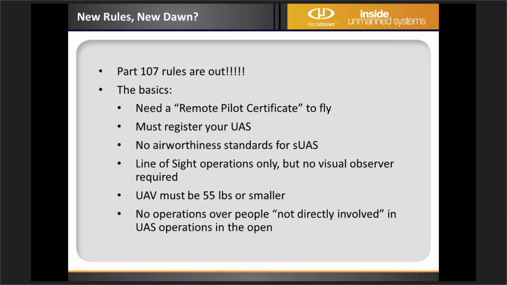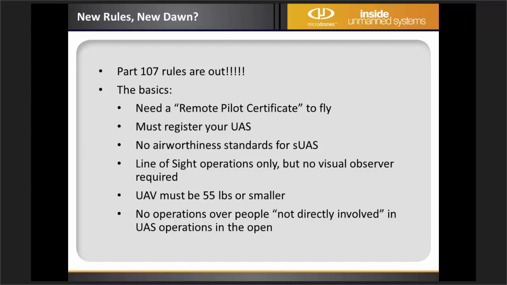Next one's not surprising. You have to register your UAS. We've had to do that since November of last year. You're not technically registering your UAS; you're registering as a UAS remote pilot, and then you can have multiple UAS under your registration number. The one that was debated quite a bit was airworthiness, and the FAA erred on the side of caution and did not put airworthiness standards on small UAS under 55 pounds. We'll get into that in more detail when we talk about the new micro UAS rules that may be coming, but generally, if you fly within the restrictions of Part 107, you don't need airworthiness certificates.